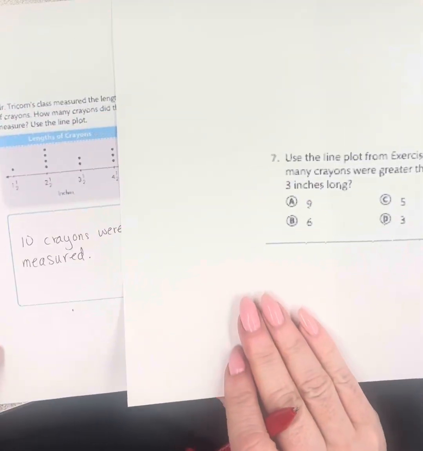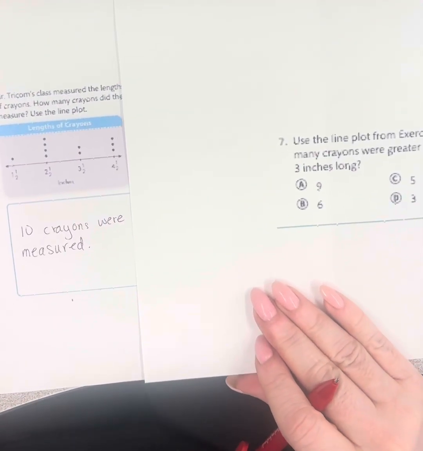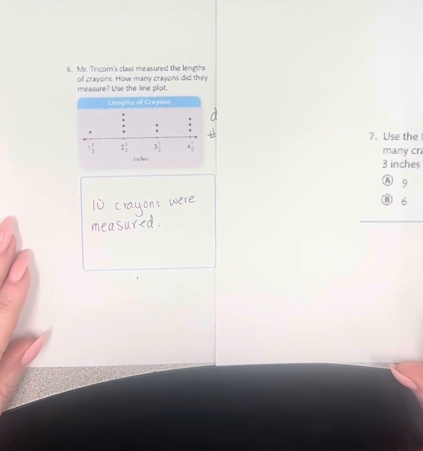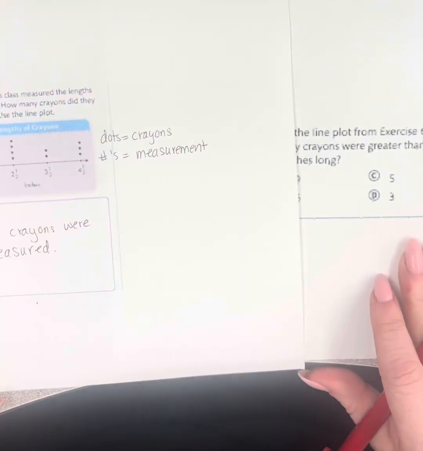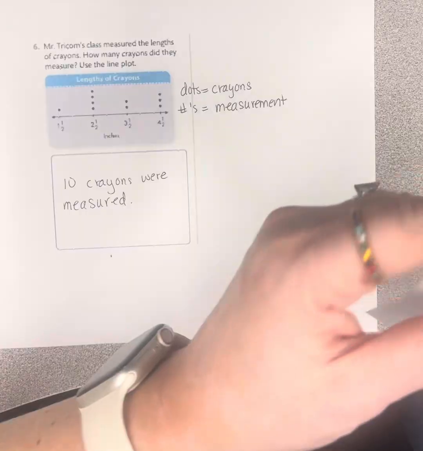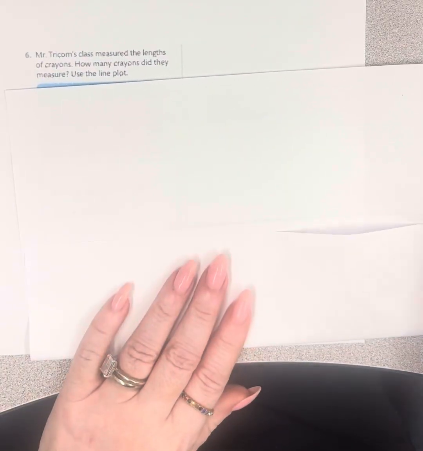Okay, on to 7. Use the line plot from exercise 6. How many crayons were greater than 3 inches long? Okay, well, let me use this line plot. Hope you can see it. Okay, so it says how many, I'm gonna fold this. There we go.